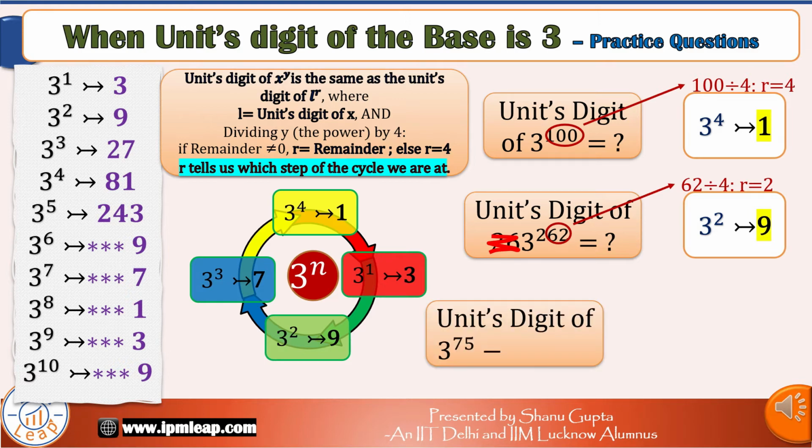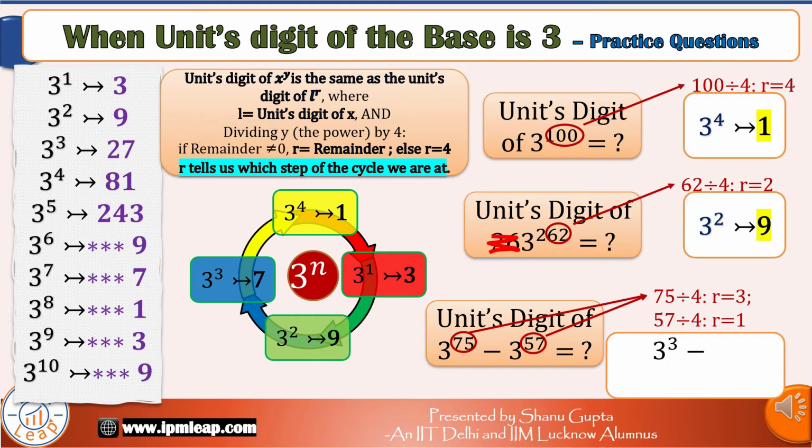Next question is a little different. Find the units digit of 3 raised power 75 minus 3 raised power 57. So we just try to find the respective units digit of these two numbers. 3 raised power 75. 75 when divided by 4 leaves the remainder 3. Third step of the cycle. So units digit will be same as that of 3 raised power 3, which is 27. So we jot down 7.